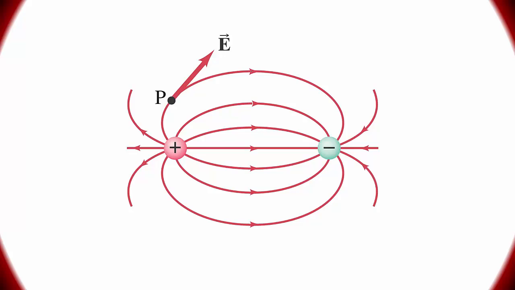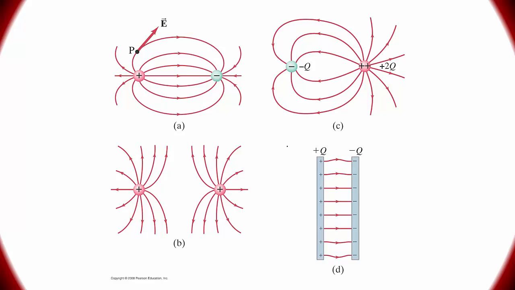Here the electric field would be going directly to the right. And we can also see where they're bunched close together, the field is stronger. Where their field lines are farther apart, we know that the field is weaker. Here are some other configurations. As I mentioned earlier, the number of lines correlates to the size, the magnitude of the charge.